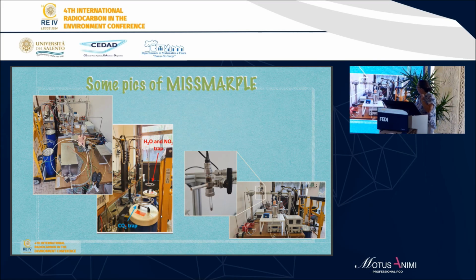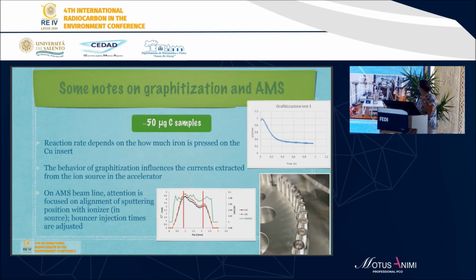So we first press the iron on the small copper insert, start the reaction, and then transfer the copper insert with the graphite on it in our typical, I don't know if people sitting on this side can see in the bottom part, in our typical aluminum target holders for our ion source. So yes, some notes to finish with.